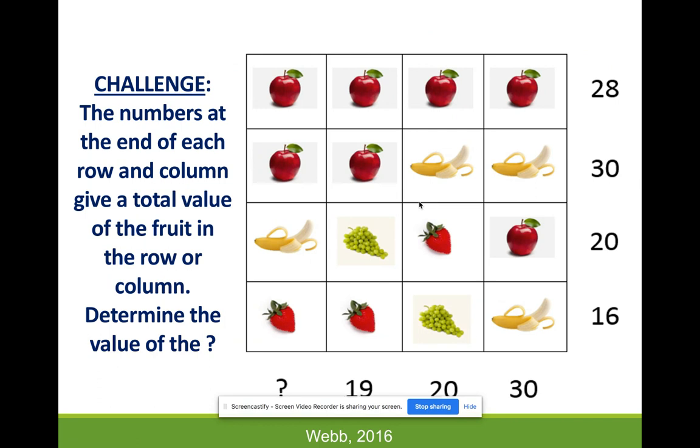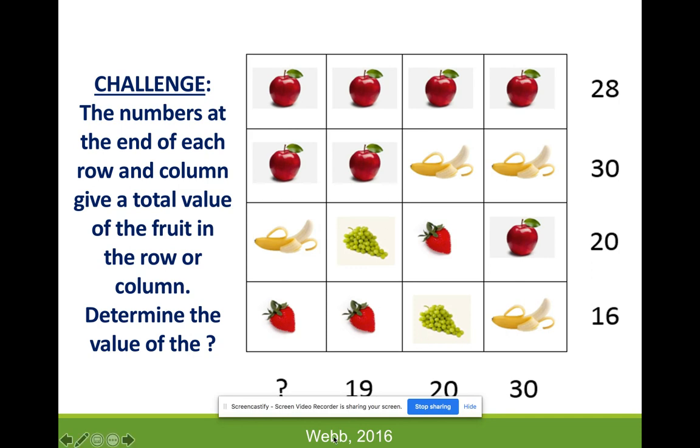Here's another example. This is a challenge. The numbers at each end of the row and column give a total for the value of the fruit. Determine the value of the question mark. So there are different ways to do that. A lot of people get really crazy with it. It's not that hard. I'm not going to give you the trick. We'll see if you figured it out when I talk to you.